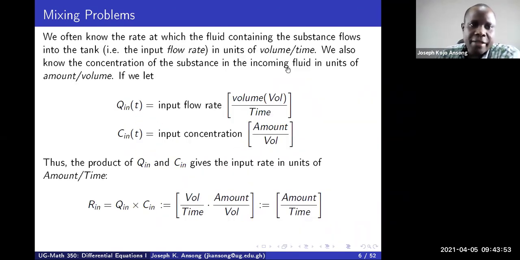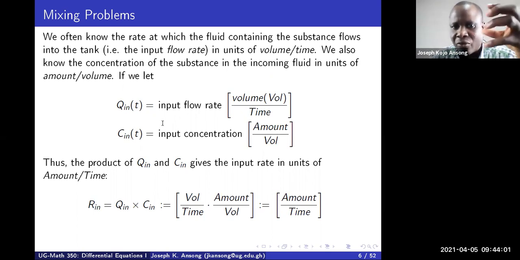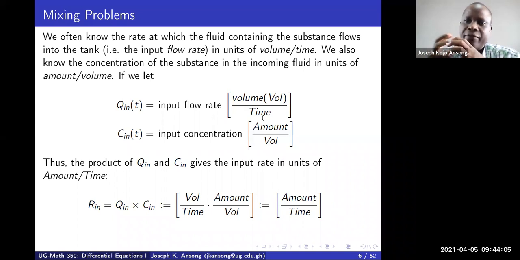Okay. So as I mentioned, we often know the volume flow rate, which I'm calling Q in here. That is the input flow rate in terms of volume per time. I know the volume of stuff that is coming in per unit time, so that is usually known. Often we also know the concentration of the substance, which is usually measured in amount per volume.